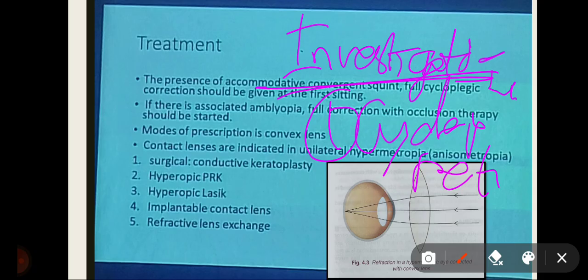So guys, reply to me. What are the cycloplegics? Name some cycloplegics used in the investigations. Next one is the autorefractometry. It is a quick alternative to the retinoscopy, but is comparatively less accurate.